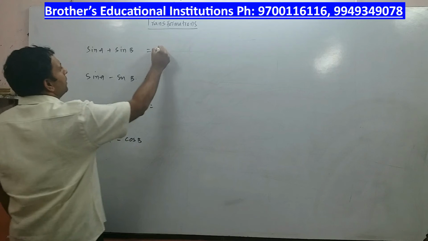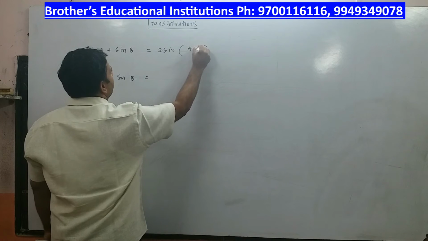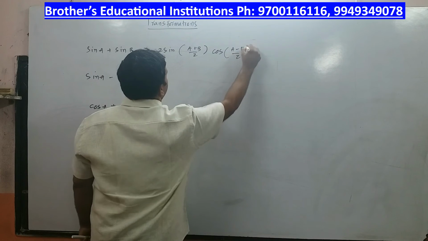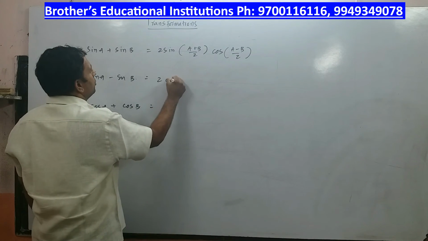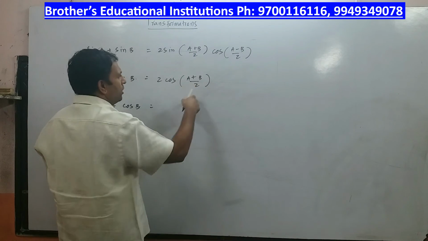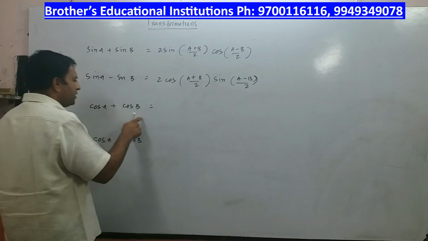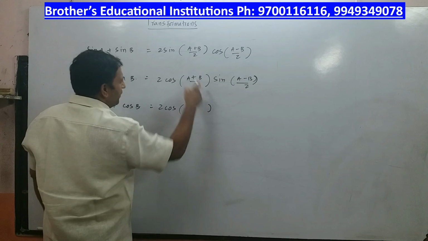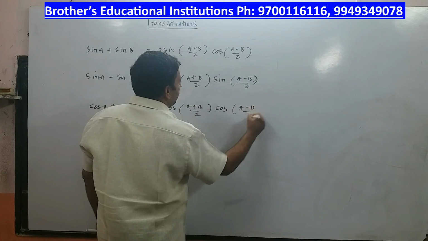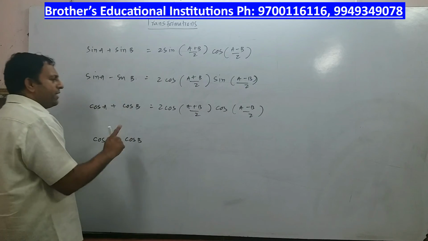Sin A plus sin B is 2 sine of the sum of the angles, A plus B by 2, cos of the difference of the angles, A minus B by 2. Sin minus sin, 2 cos, first position is always the sum of the angles A plus B by 2, this is not changed, and sine A minus B by 2. Alright. Now cos plus cos is 2 cos, first position same, A plus B by 2, cos A minus B by 2. Please observe, everywhere second position, difference of the angles divided by 2. First position, sum of the angles divided by 2.